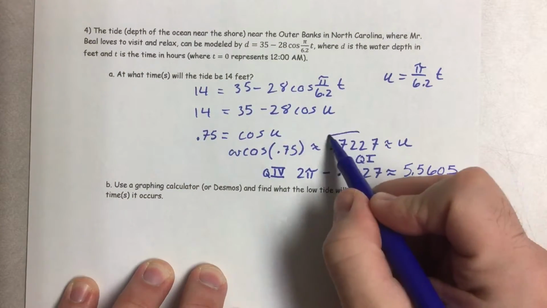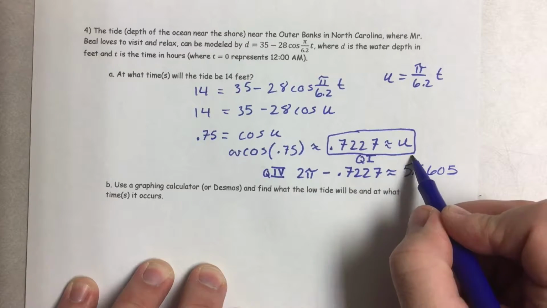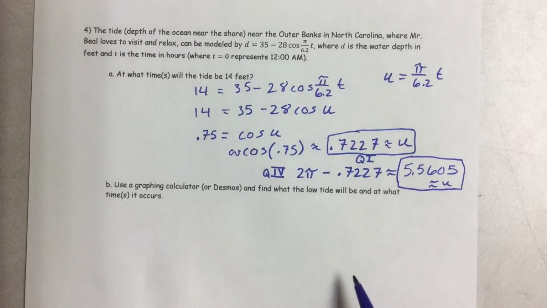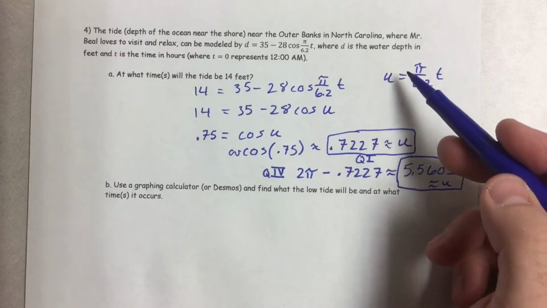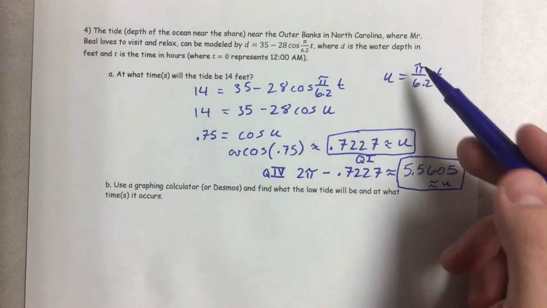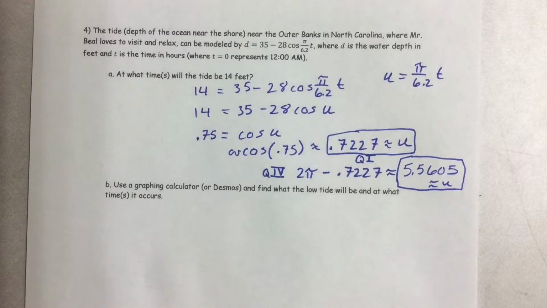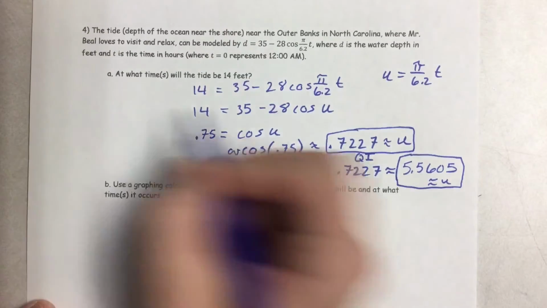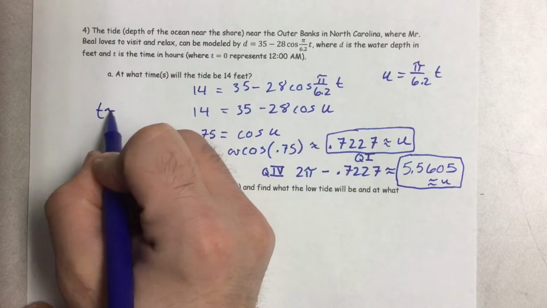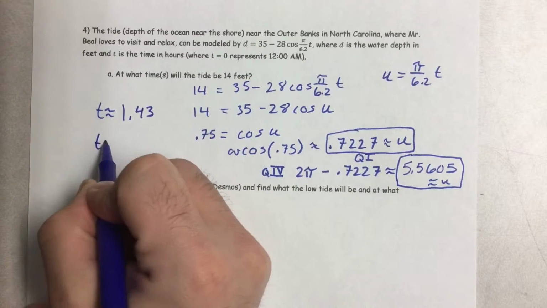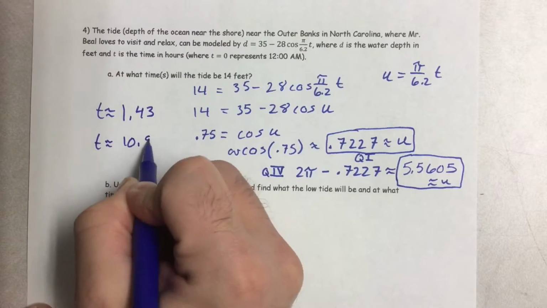Okay, now these are not the answers. These are what u is equal to. So we're now going to set each of these equal to pi over 6.2 t, solve for t, and we'll get our time. So when you do that, you should get time values of approximately 1.43 and 10.97.